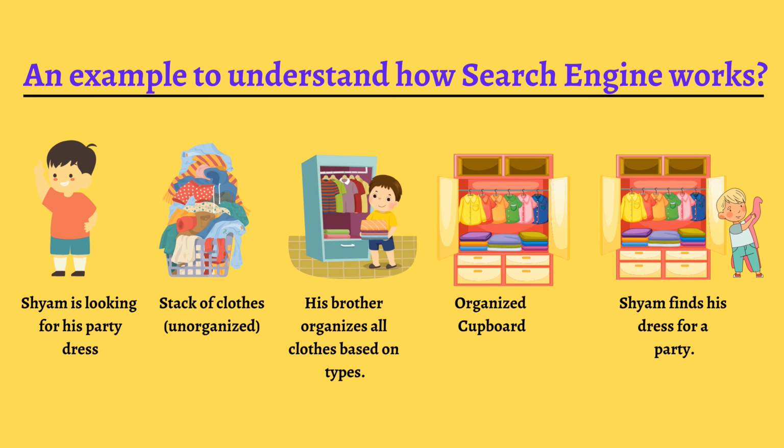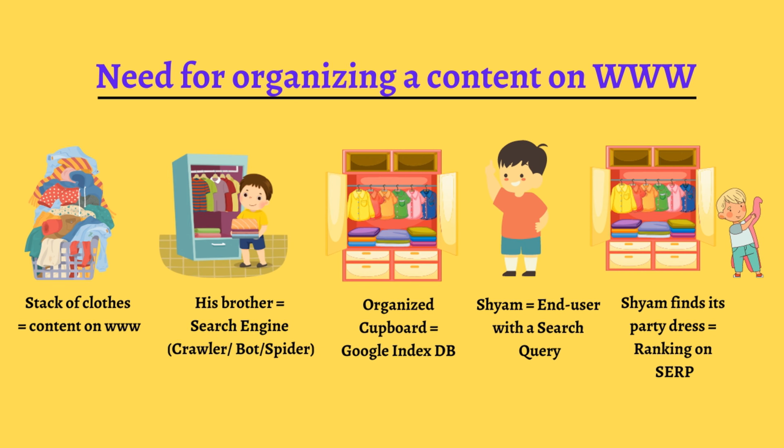In this example, there is a need for organizing content on the World Wide Web. Here, the stack of clothes is the content on the World Wide Web, the whole websites in the search engines. That content has to be organized. And here, the brother's role is taken by the search engine. The search engine sends bots or spiders or crawlers. The organized cupboard is the Google index database, which is saved in their local servers in many computers.